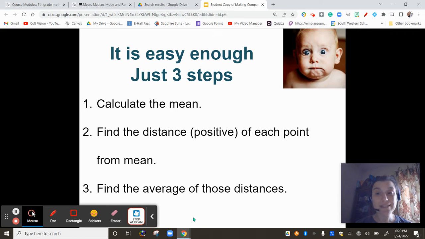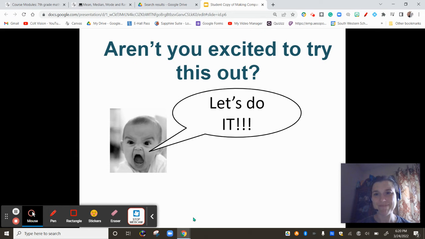So it's three easy steps, but each of those steps can be time consuming. So here we go. Let's give it a shot. Let's do it.